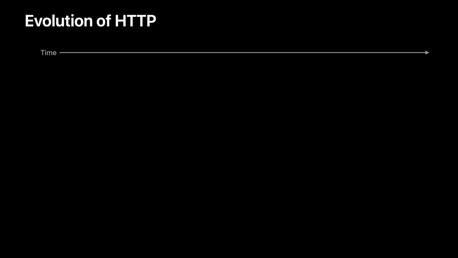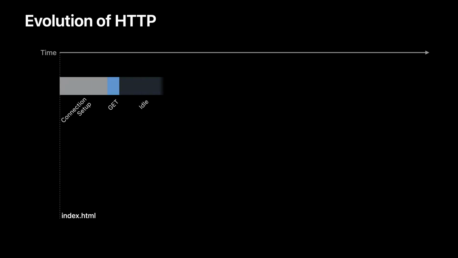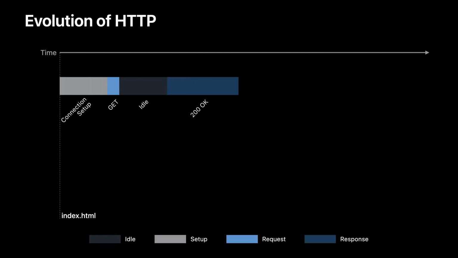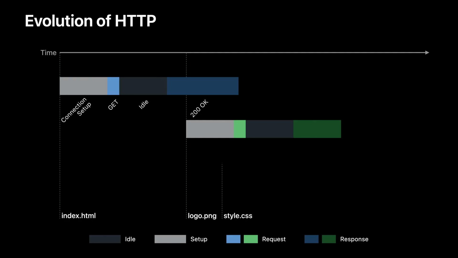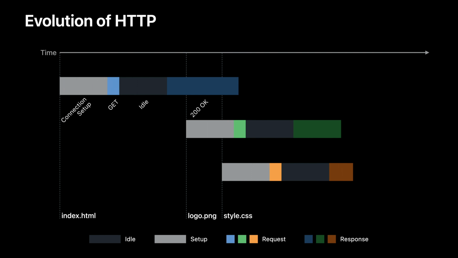Let's then begin with the evolution of HTTP. Let's say we need to fetch a resource. We set up a connection, send a request, wait for the server to process it, and receive a response. Now, if we want to fetch another resource before the first one finishes, we have to go through the same process again, setting up a connection, sending the request, waiting for processing, and receiving the response, this time indicated in dark green. Here's another example for a third resource in orange. As outlined by the diagram, a lot of time is spent on connection setup.